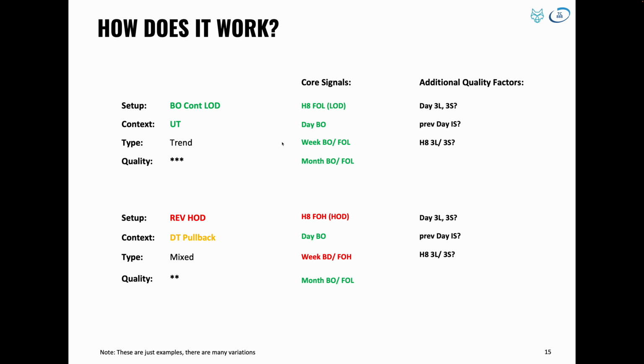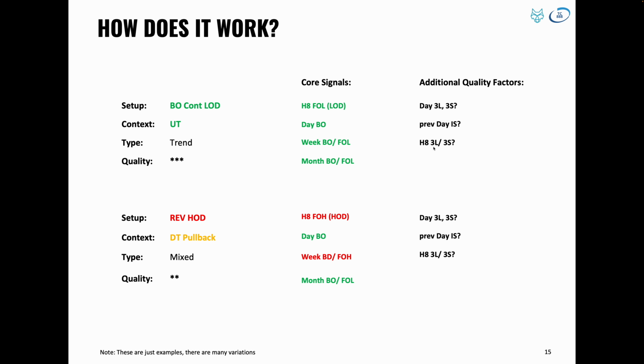But additionally, the algorithm checks a couple of things. It checks if the day is in 3 longs or 3 shorts, if this is kind of joining your thesis, or if it's going against your thesis, then you get stars added or subtracted. Then previous day, is it an inside day? So if you're trading, for example, this setup here with a daily breakout and you're coming out of an inside day, then you get a higher quality rating. Sometimes you also might get against an inside day. For example, if you trade a reversal high of the day, or we have the example then here, then you get a quality subtracted.